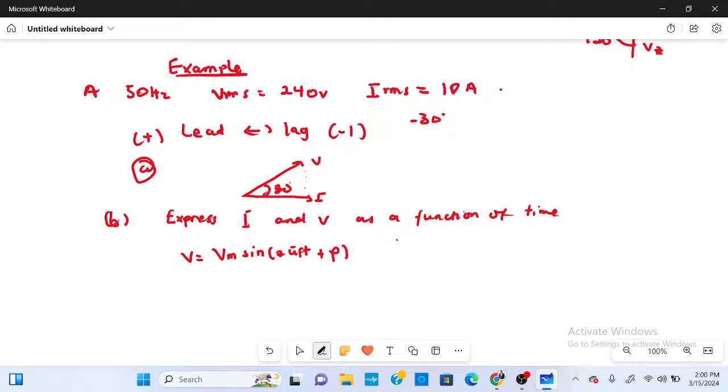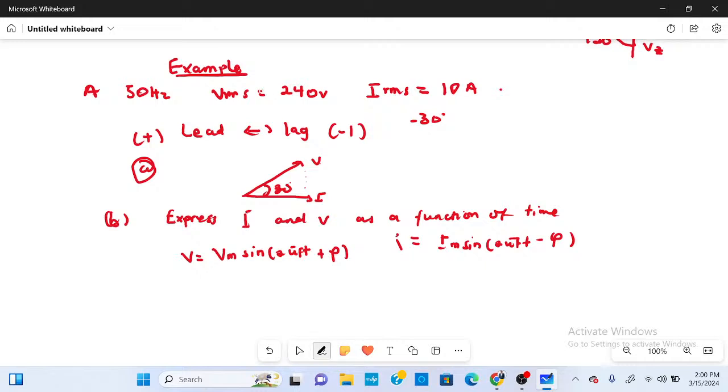Then the current i is simply equal to capital Im sine 2 pi ft minus our phase angle. So at this point, I have this as a general representation. We've been asked to express these two quantities in this form.